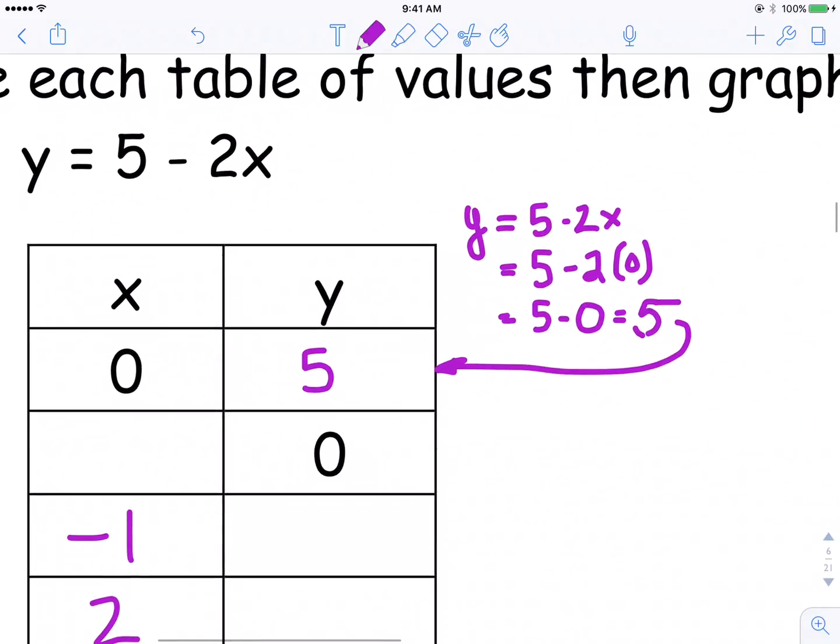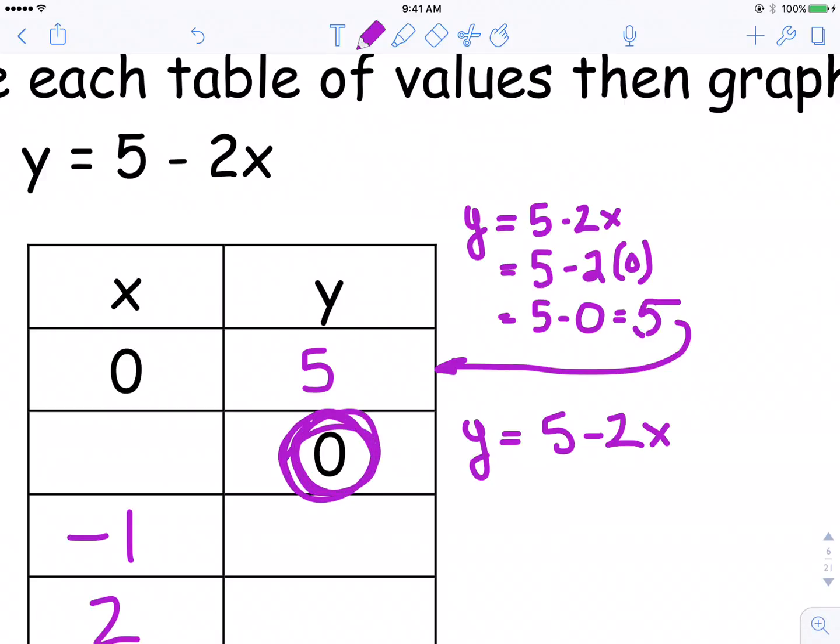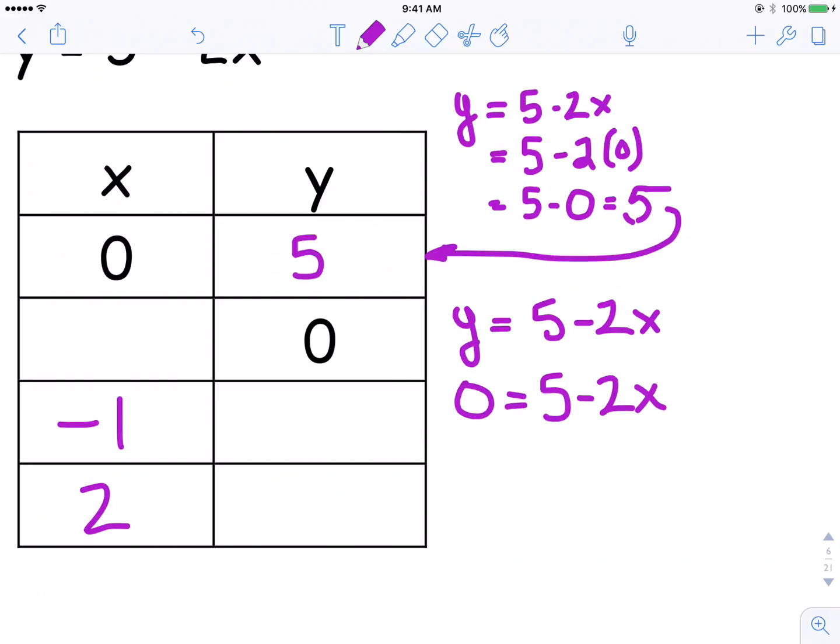I do the same for my second point. Start with my equation, y is equal to 5 minus 2x. Except this time it's a value of 0 for y, so that goes in a different place. That goes here for y is equal to 5 minus 2x. But I now have an equation with a single variable, which means I should be able to calculate that missing variable. I'm going to rewrite this as 5 minus 2x equals 0, so that I've got my x values on the proper side.